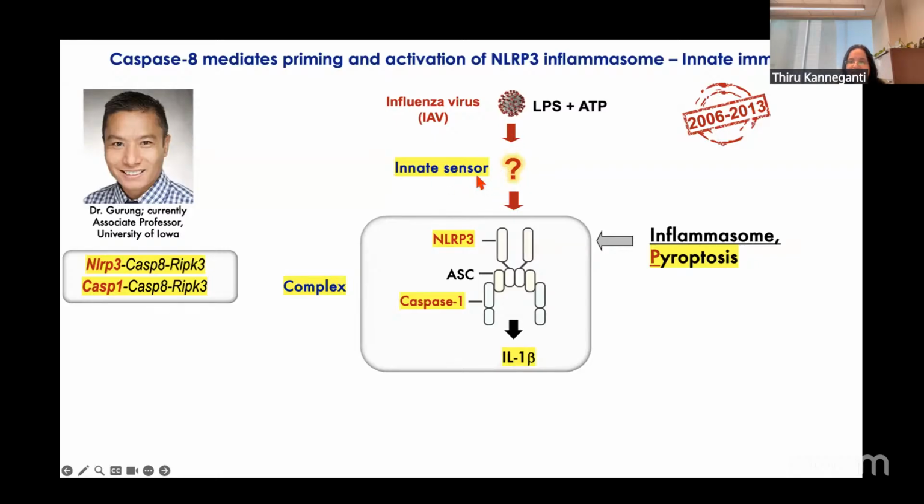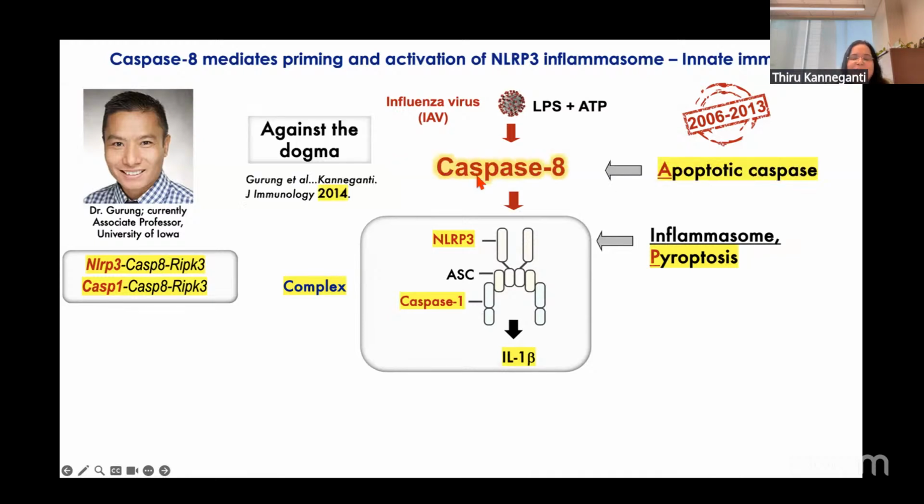So again, against the dogma, a very, very big surprise, he found that caspase-8 is playing a central role in transcriptional and translational regulation of the NLRP3 inflammasome. This was totally against the dogma. This was back in 2014. None of the leaders in the field believed that there is a role for an apoptotic caspase in driving inflammatory responses, and especially linking an apoptotic caspase to inflammasomes was completely against the belief of anybody else. But data is data, right? So our data completely showed a critical role for caspase-8 in this complex.